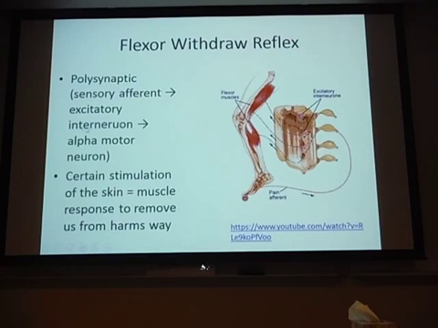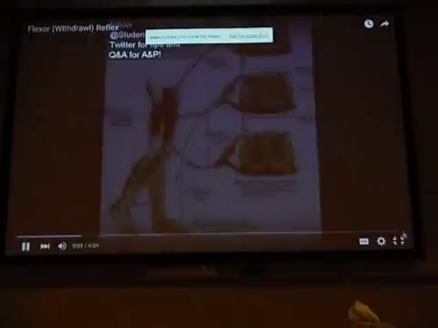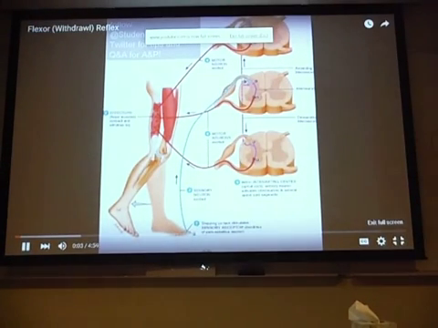The first synapse, this neuron is going to come in and synapse on an excitatory interneuron. So the interneuron is excitatory because it's going to excite the alpha motor neurons that it synapses with. And those alpha motor neurons are going to stimulate the muscle to flex and withdraw. So that's the basis of the reflex. Let's go ahead and have somebody else walk you through it. And again, you can come back to this anytime.